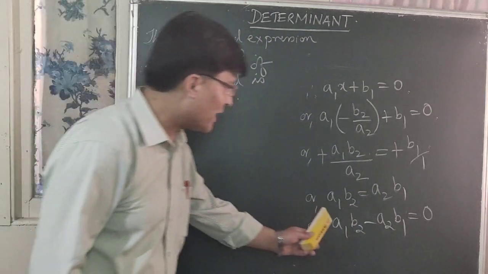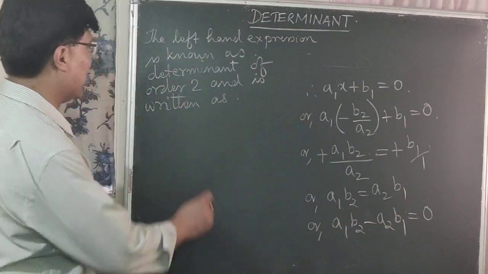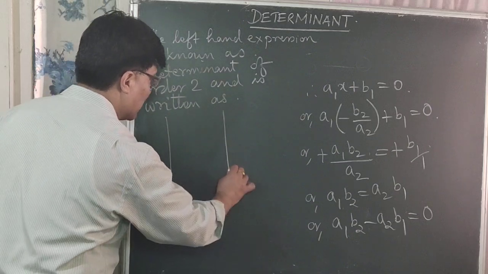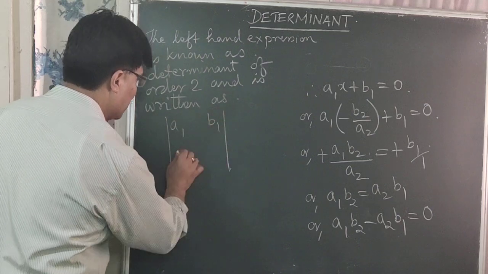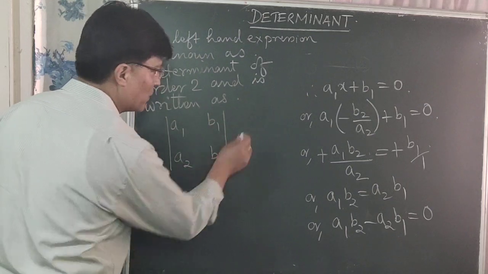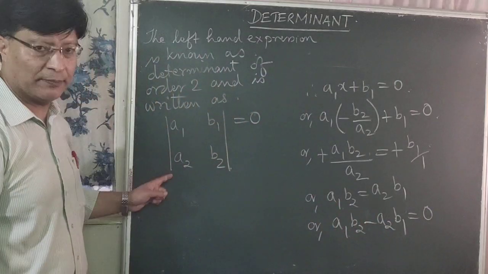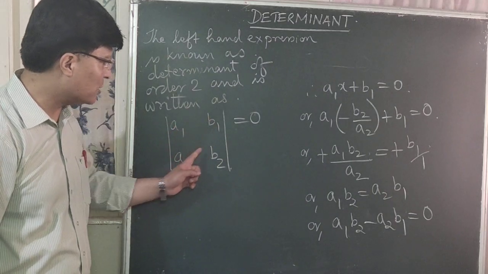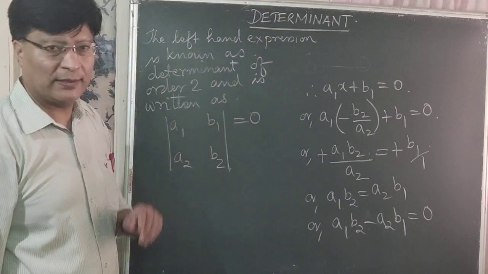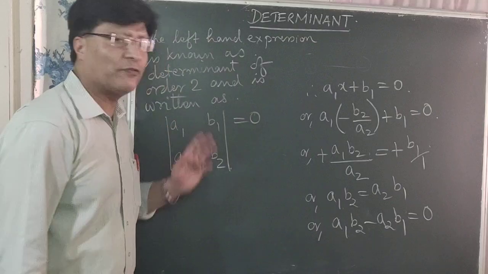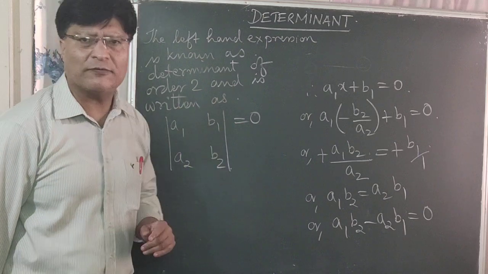there is a way of writing the determinant of order 2. This a1 b2 minus a2 b1 can be written as, these are the two vertical lines, okay, and here you write a1 b1 and you write a2 b2, which is equal to 0. So this left hand side is written this way, that is a1 b1 and this is a2 b2. So now why are we writing this one? Okay, this is the way of representing a determinant of order 2. This determinant is known as determinant of order 2.